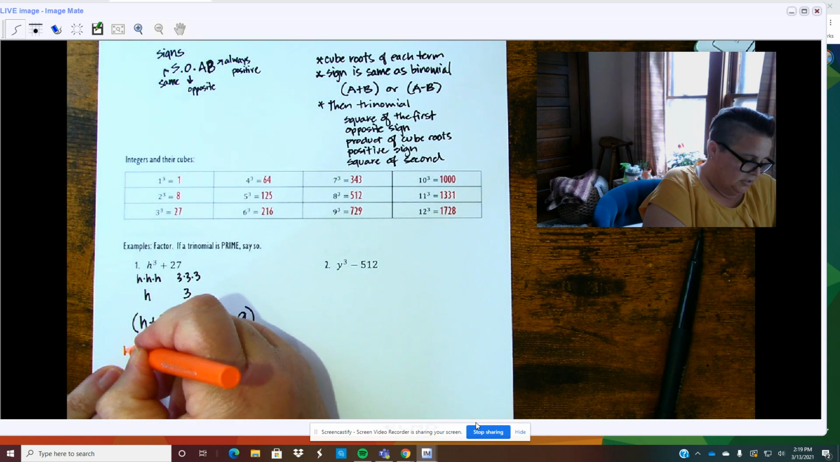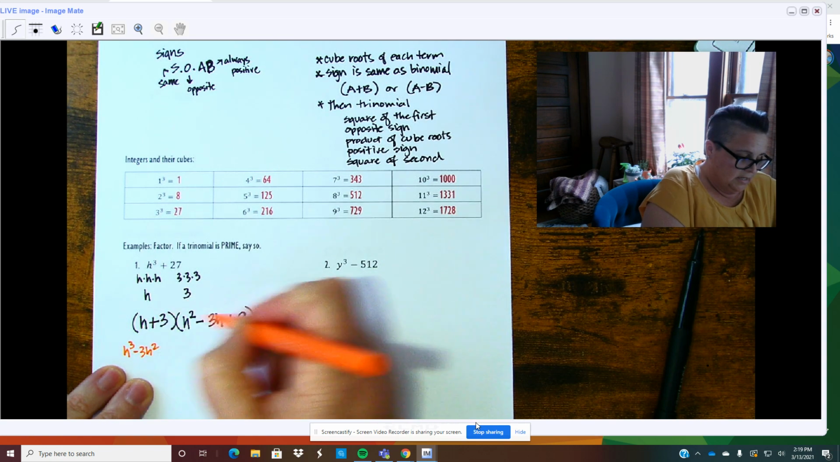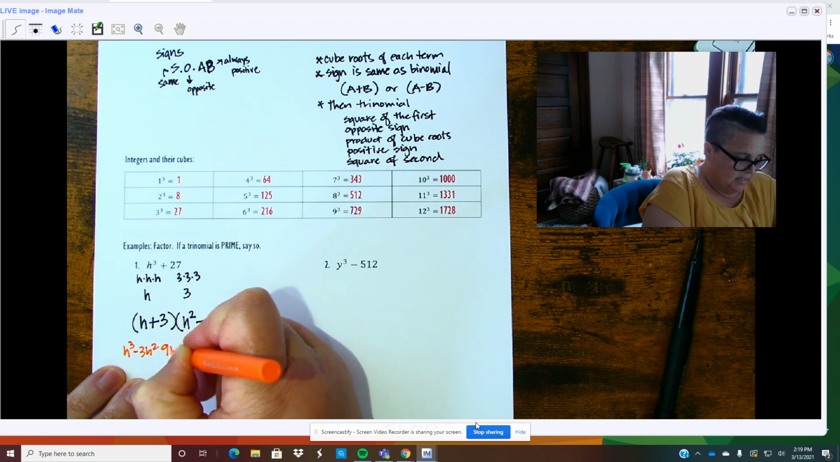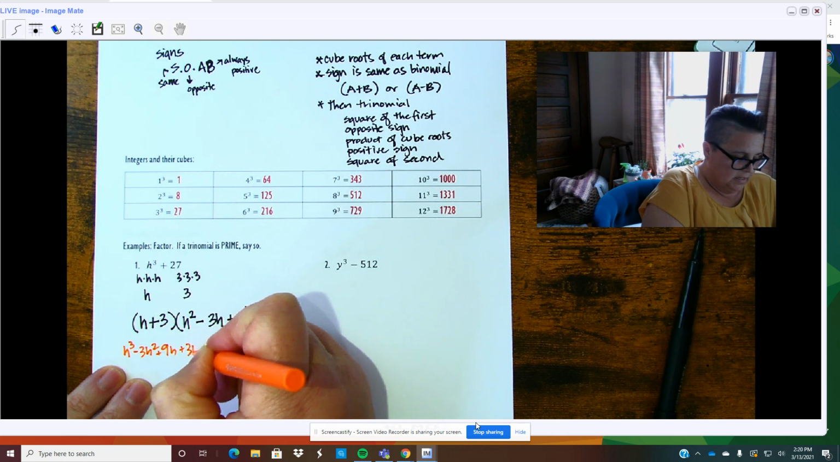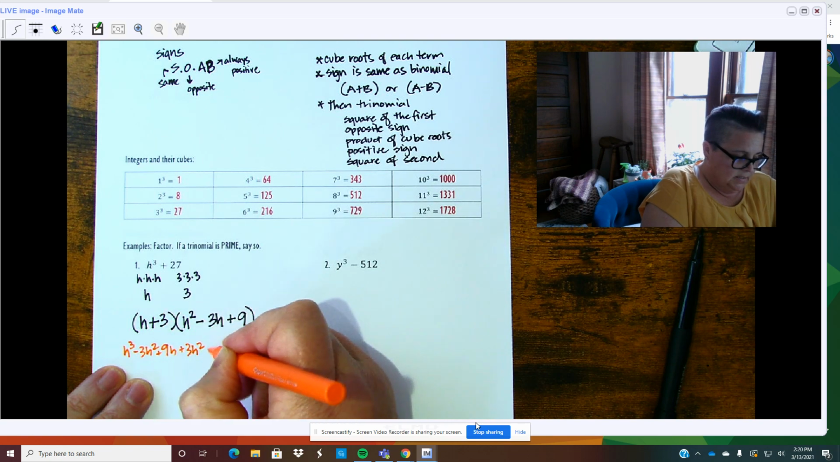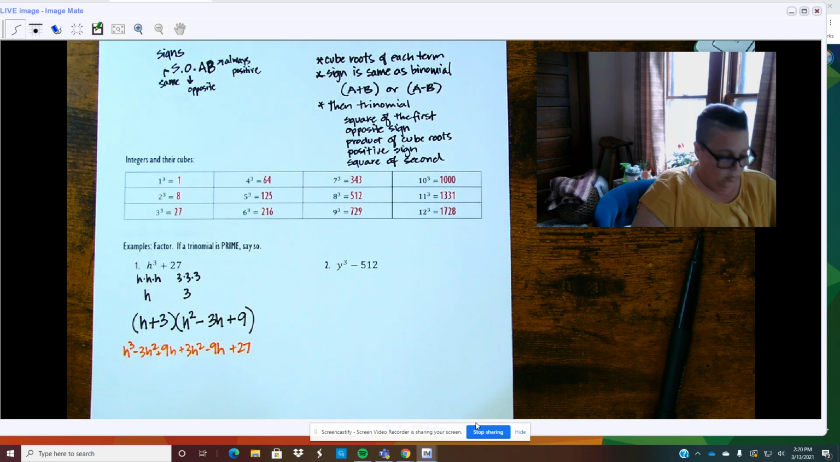I can do h times h squared, which is h cubed. h times a negative 3 is a negative 3h squared. h times 9 is 9h. 3 times h squared would be 3h squared, minus 9h plus 27. And my hope is that a bunch of stuff cancels out.